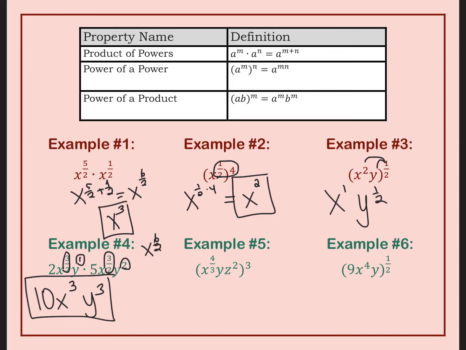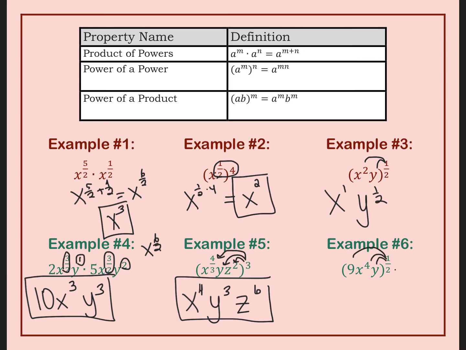Okay? If you have a 3 on the outside, you're going to distribute it to every term on the inside. And when you distribute it, you multiply it by everything that was there. So 4/3 times 3 becomes 12/3, which reduces to x to the 4th power. When you distribute to the y, and when you distribute to the z, you're left with 2 times 3, which is 6.